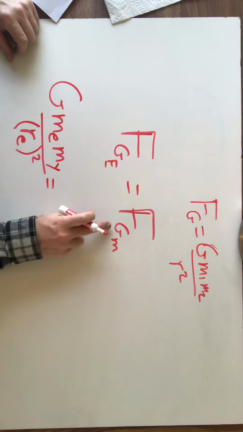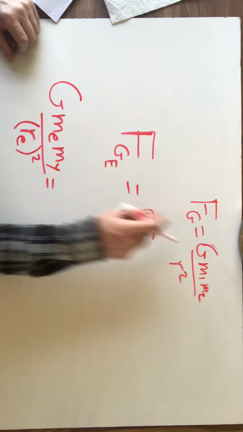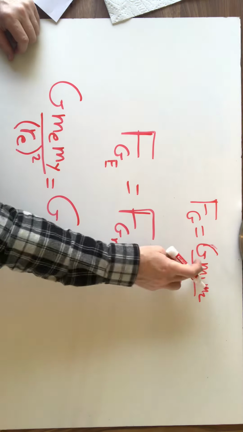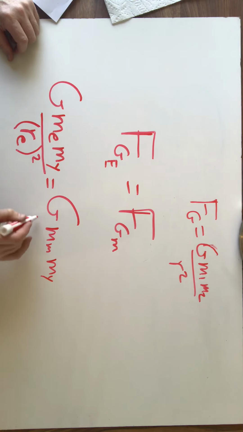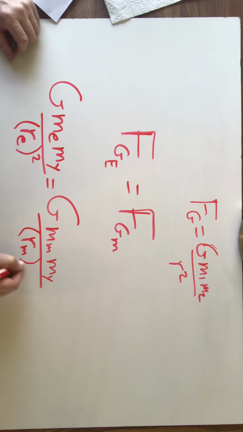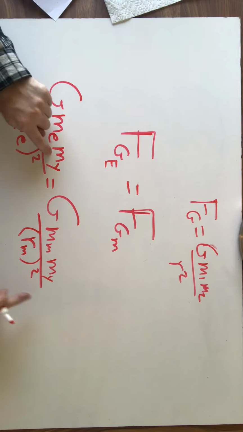Equals the force of pull from the Moon. So a big G, the mass of the Moon, times the mass of you, since you're in between, divided by the distance to the center of the Moon, squared.